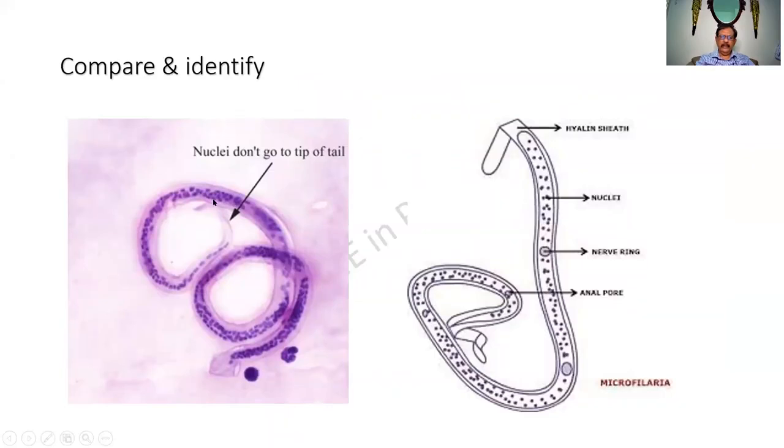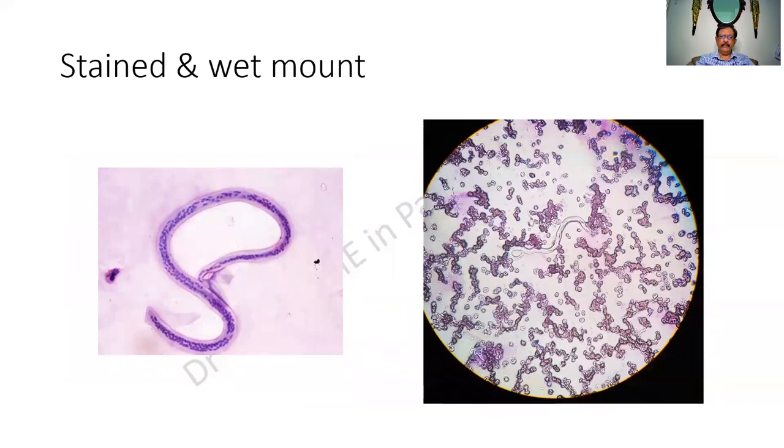So here again, the tail is free of the nuclei and you are able to make it out. These are the parts of it, kindly note them. There are some rings called the nerve ring and then the anal pore, which we should remember as parts. The parts of the microfilaria will add some kind of tempo to our answers. This we have already seen.